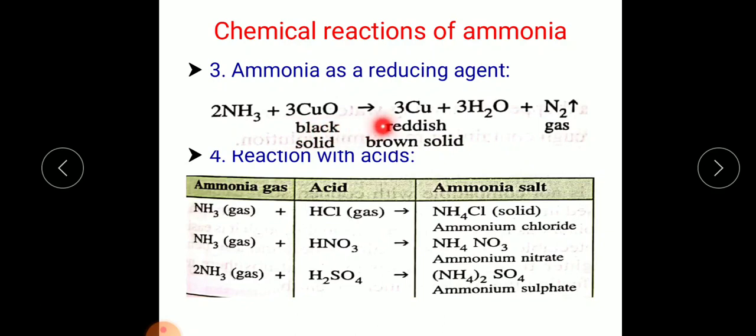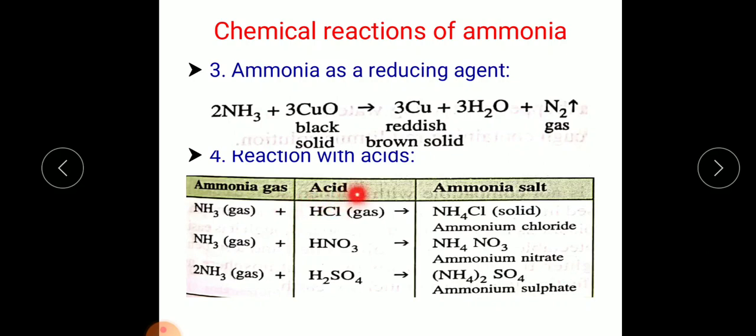Similarly, ammonia can act as a reducing agent. When ammonia reacts with copper oxide, which is a black solid, it forms a reddish brown solid of copper, water and nitrogen.